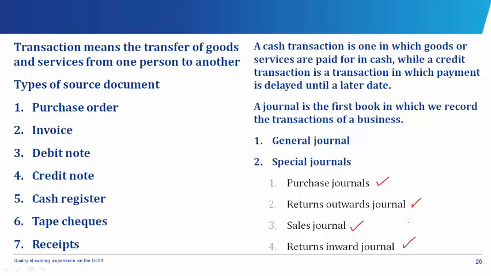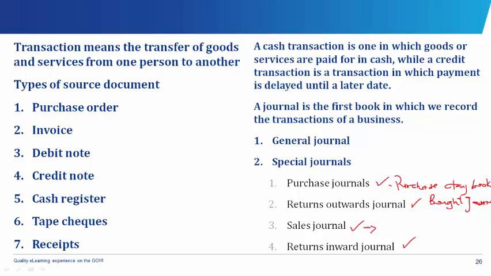Okay. So the purchases journal is also called the purchases day book, or also the bought journal. Its purpose is to provide a record of all the goods a business has purchased for resale. Then the next one is the returns outward. Let's look at the sales journal first.